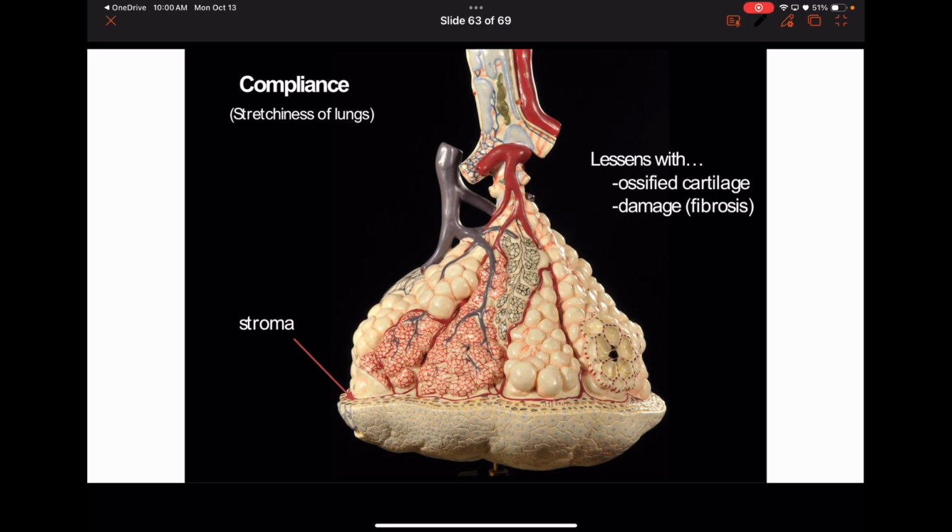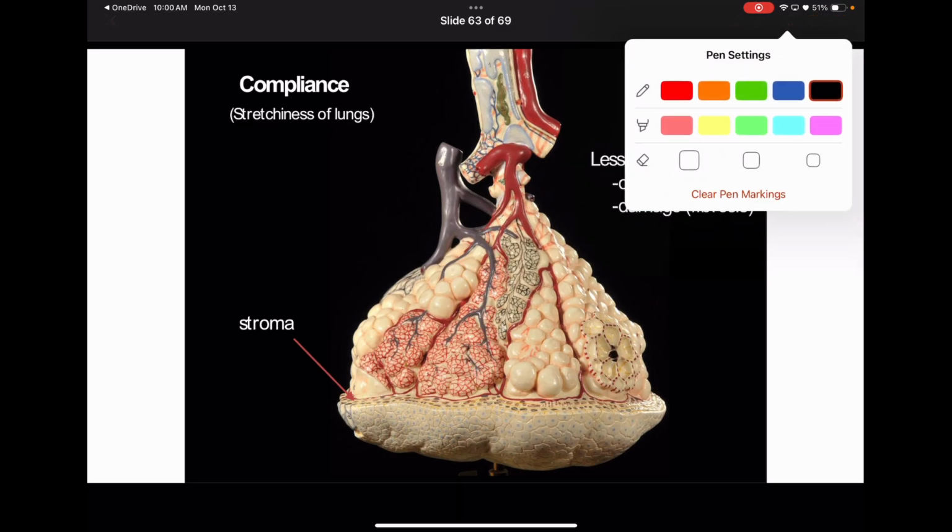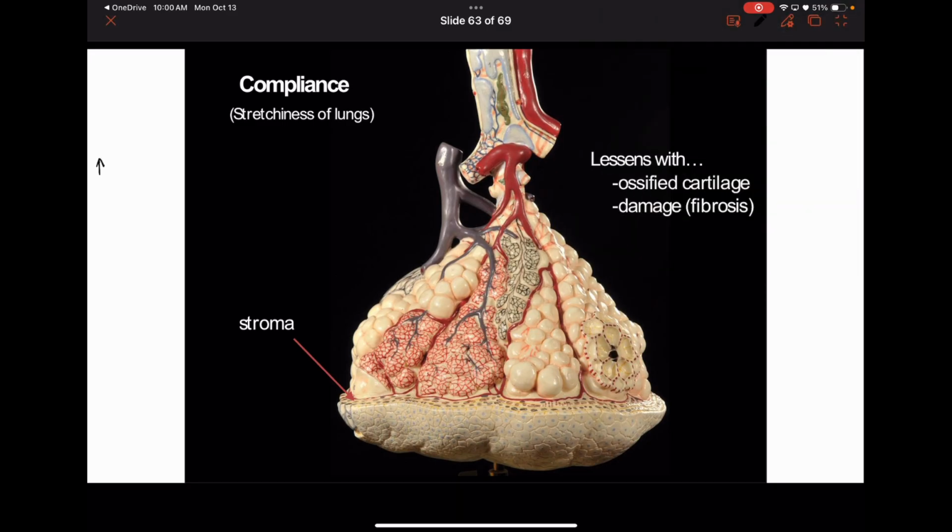Okay. The last physical factor to influence ventilation is something called compliance. Compliance is essentially the stretchiness of lungs. And so the more compliance you have, it means you have easy lung expansion.